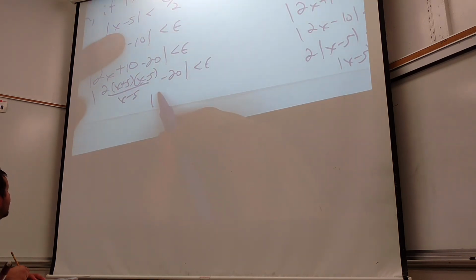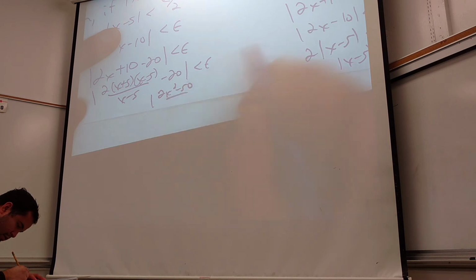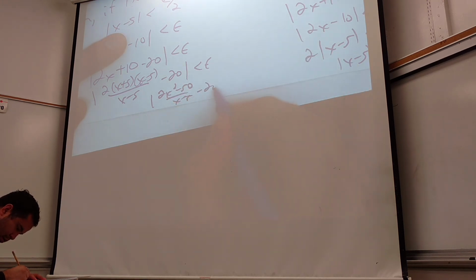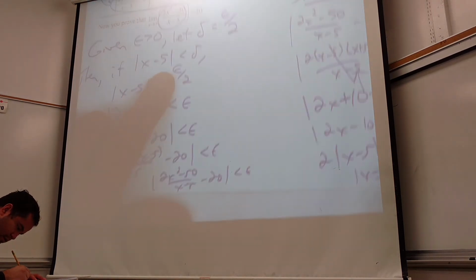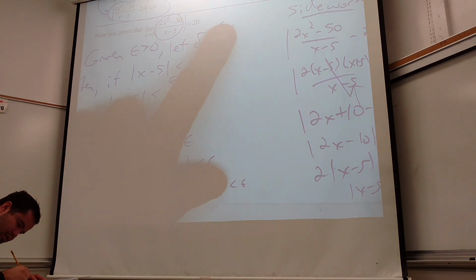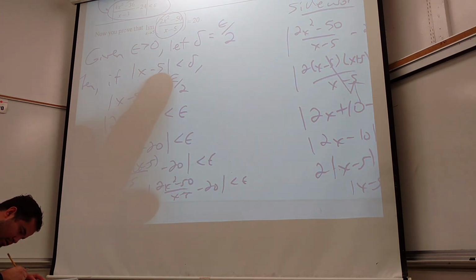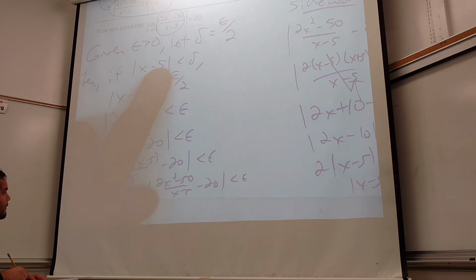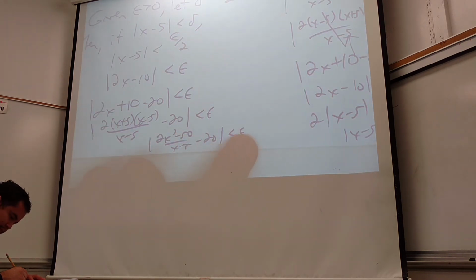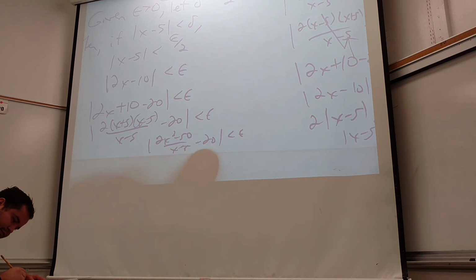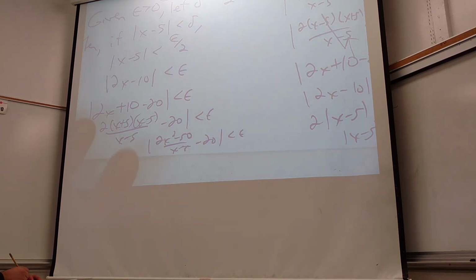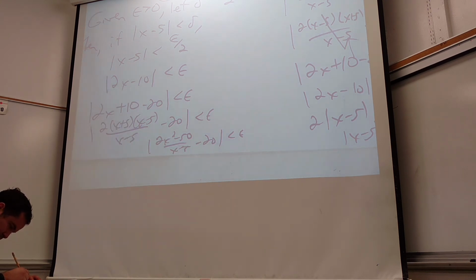That becomes 2x squared minus 50 over x minus 5, minus 20, less than epsilon. So, if I let delta equal epsilon over 2, if I'm that close to 5, my outputs will be that close to 20. Done. That's what I needed to show. Given any epsilon, can you find a delta so that that happens? Yes, we can. We just did it. Bam. Done. I like it.